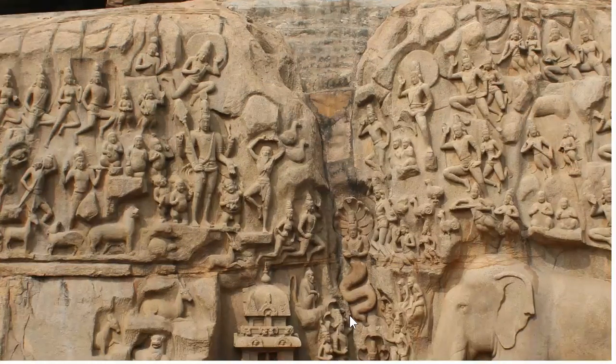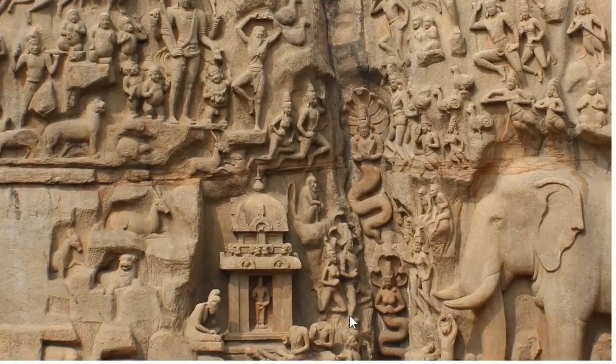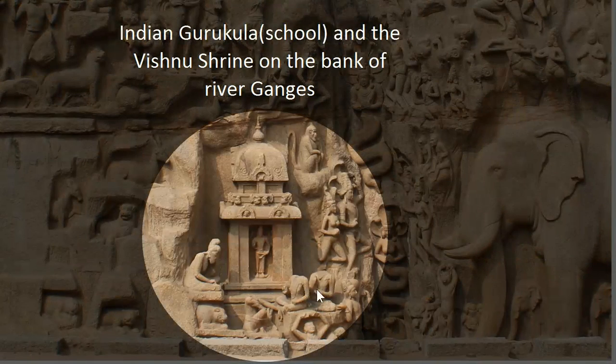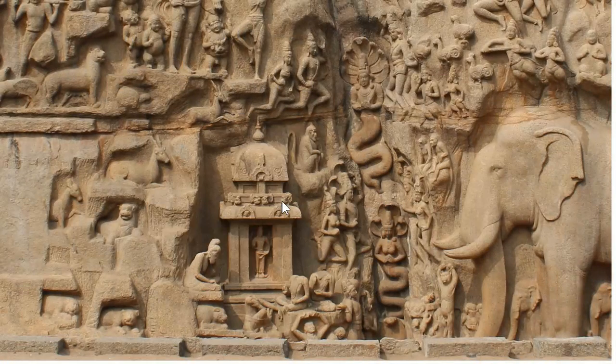Here you can see a small temple-like structure. It depicts a Vishnu shrine, and there is a sage over here. He is probably teaching his disciples who are sitting here, and the entire thing may be a setting of an ancient Indian Gurukula. You can see some of the figures doing their daily activities near the river Ganges. Then you can see some of the animals.